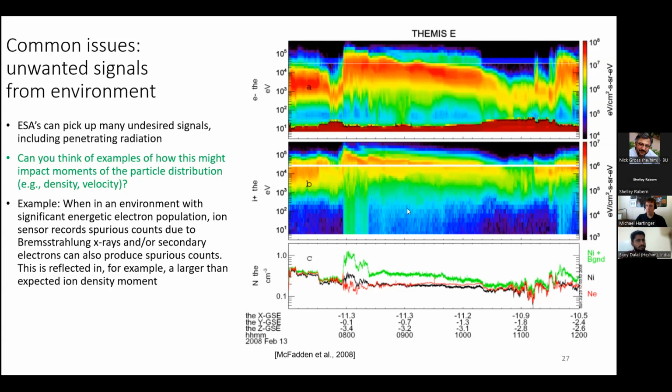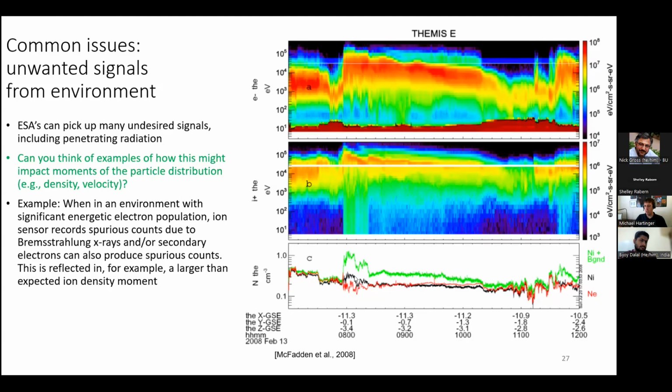But then as you go forward in time, it lingers. And you also get, as you see, it also lingers here. And it doesn't really go away until the end here when you lose the hot electron population. So basically what's happening here is these hot electrons are creating unwanted counts that you're picking up with the Themis ion detector, and it's creating this artificially large density.